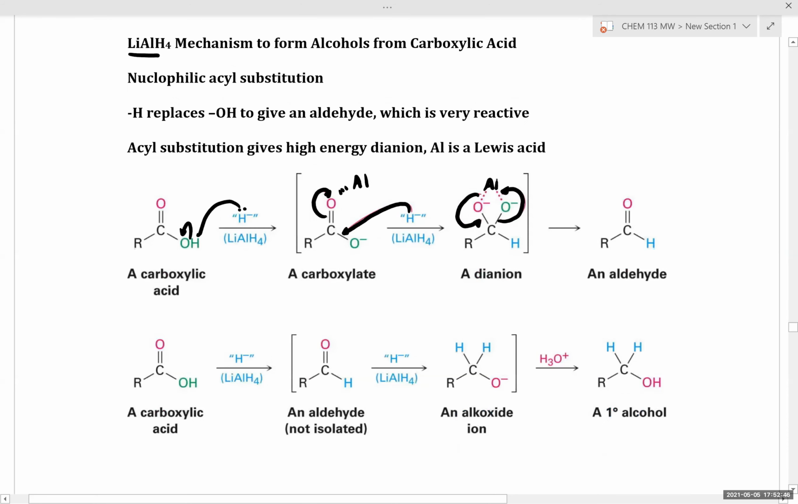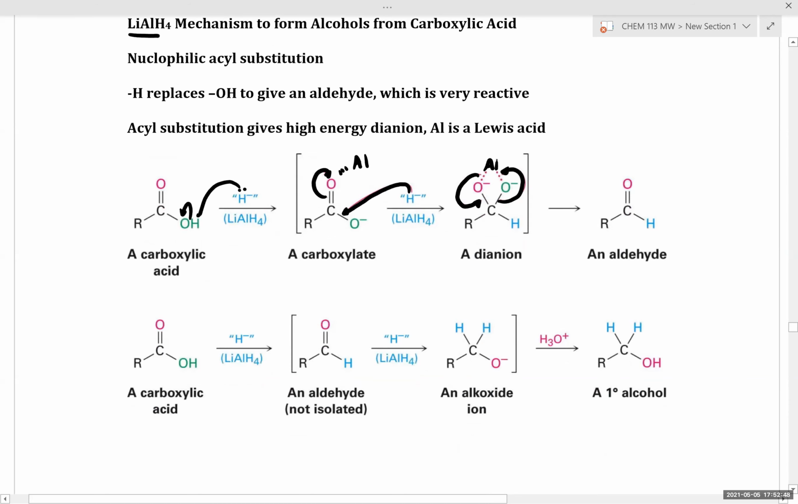Now, once we have this aldehyde, the aldehyde's not going to stick around for very long. A second equivalent of hydride will swoop in and attack the electrophilic carbonyl carbon, and that gives us our desired alkoxide ion, which can be protonated to give an alcohol. Does this mechanism make sense to everyone?